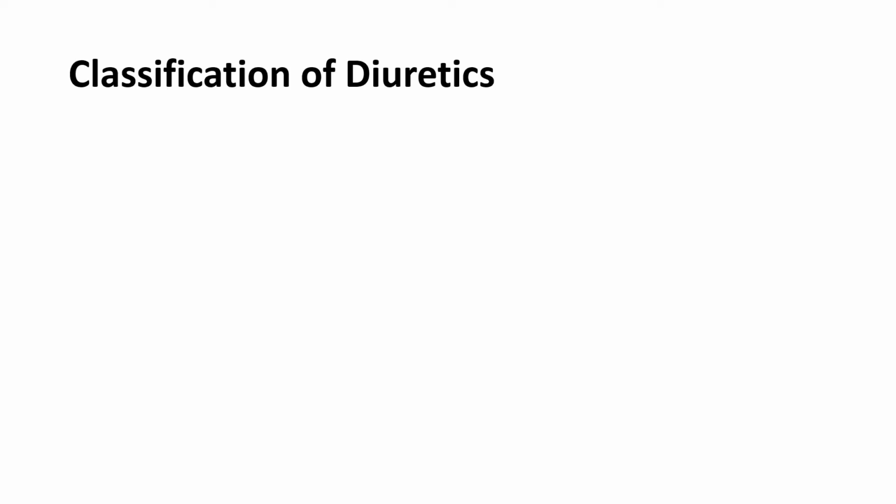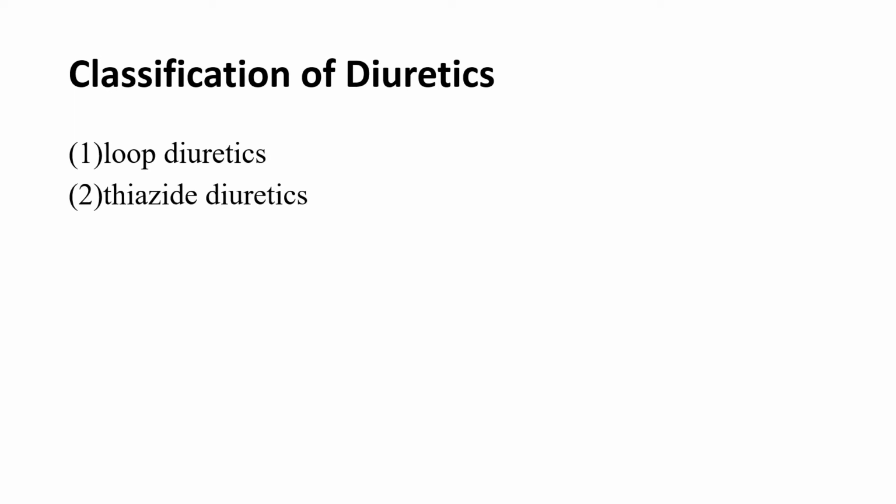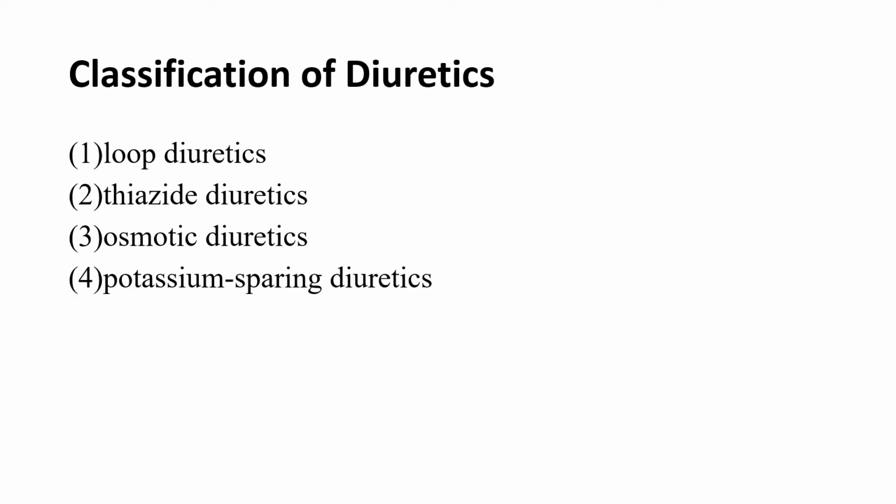Now, for the classification of diuretics, there are four major categories. You have the loop diuretics. Example will be your furosemide. Your thiazide diuretics. Example will be your hydrochlorothiazide. Third will be your osmotic diuretics. Sample will be your mannitol. And your potassium-sparing diuretics. Example will be your spironolactone.